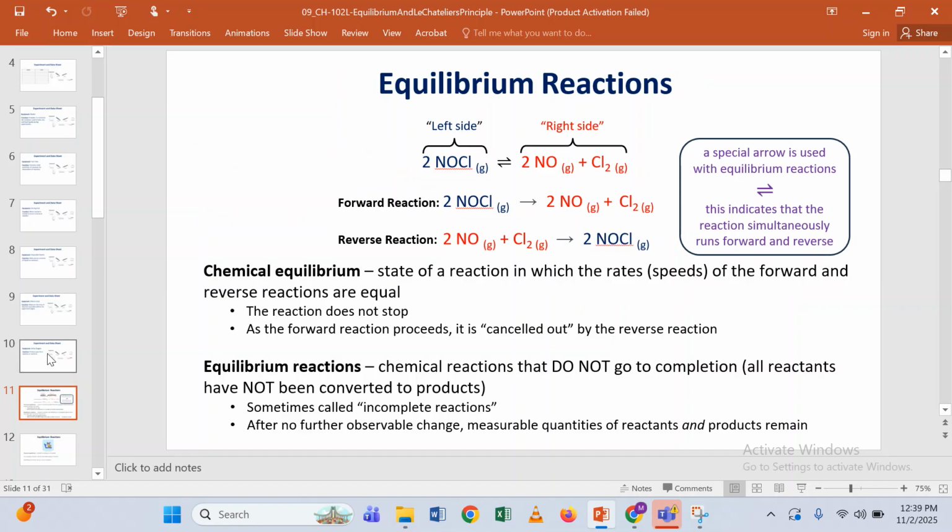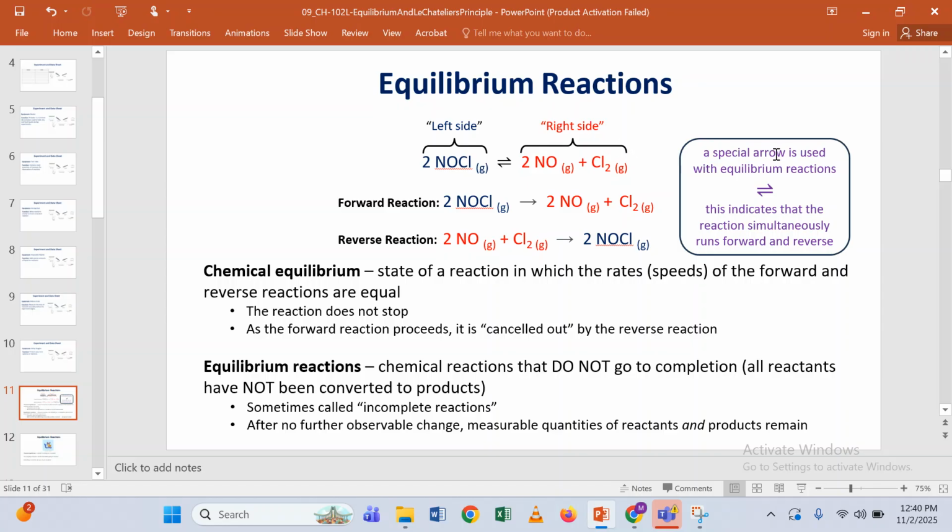So let's talk about the equilibrium reaction. This is our chemical equilibrium equation. The equation has two sides. The left side is before the arrow. And the right side is after the arrow. The left side is called the reactant. The right side is called the product.